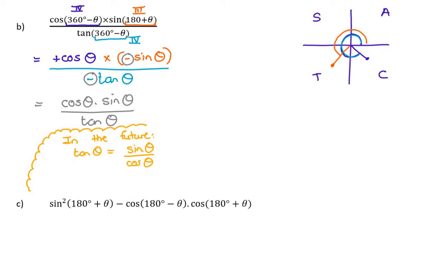Now, an identity is something that's always true. So tan of theta is always equal to sine of theta over cos of theta, which means in the future, we're going to be able to simplify this further, because we're going to say we have cos of theta times sine of theta, and we're dividing by tan of theta. Now, I'm just writing it like that because I know that I'm going to have a fraction in the next line. And so I'd like to avoid fractions within fractions.